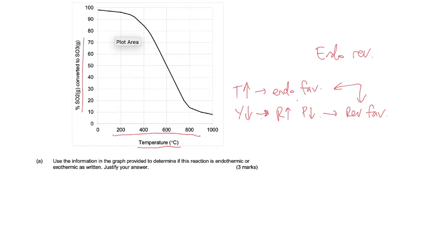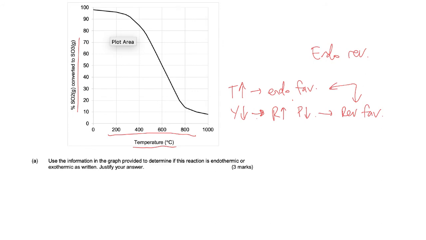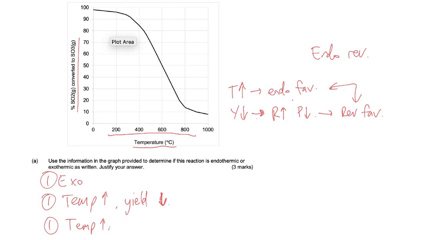So to justify your answer, what you would do is something along the lines of: the reaction is endo or exo as written, so therefore it's exo as written, 1 mark. Right, justify your answer. You would identify that as the temperature increased, the yield decreased. So that's just identifying the information from the graph. Then you would go into your long explanation, saying okay, the temperature increase means that the endo is favored. Since the yield decreased, that is an indicator that the reactants went up and the products went down.